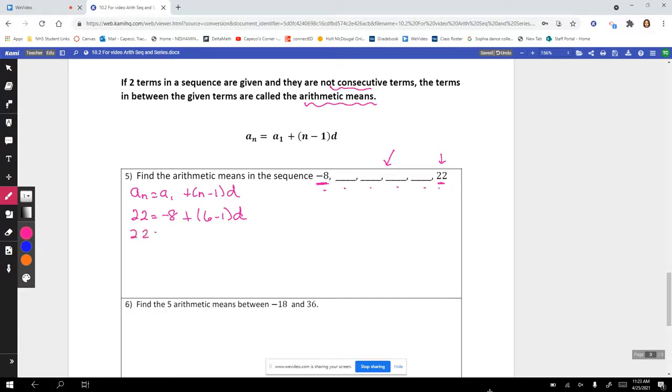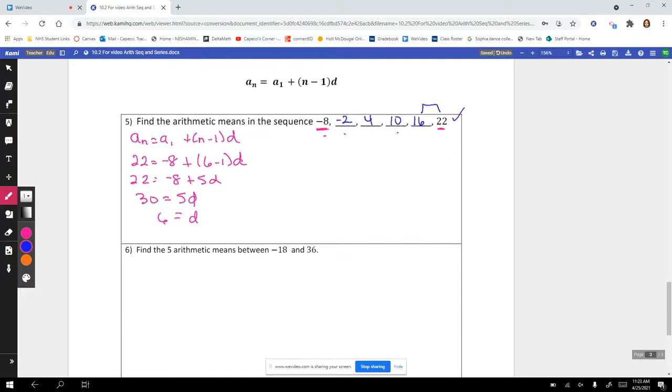So let's solve that, see what I get. -8 plus 5d. Bring that -8 to the other side, and d is equal to 6. Once I have d equal to 6, it's asking me to find the arithmetic means, so all the values in between. So now I'm all set. I really needed to find how much I'm going to add every time. So I get -2, add 6 more, I get 4, add 6 more, I get 10, and then I also get 16. And this is a great way to double check, and I'm all set. So I do have my values.